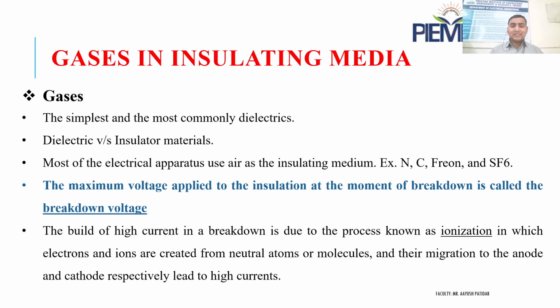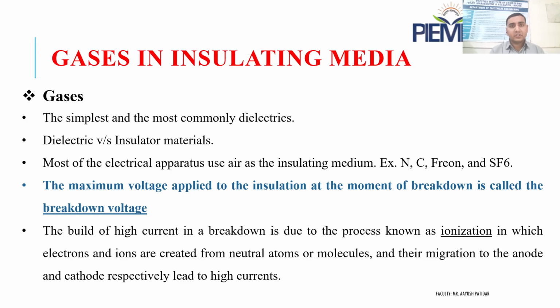Dielectric mediums used as insulating gases are nitrogen, carbon dioxide, freon, and SF6. Mainly these gases are used for high voltage engineering purposes, where breakdown voltage is a basic term. It is the maximum voltage that an insulating medium can carry before breakdown. This is called breakdown voltage, and breakdown is a very important term in high voltage engineering, where the ionization process starts.